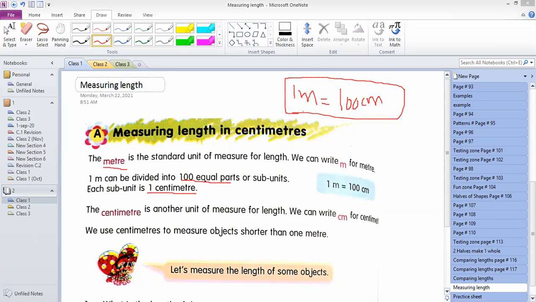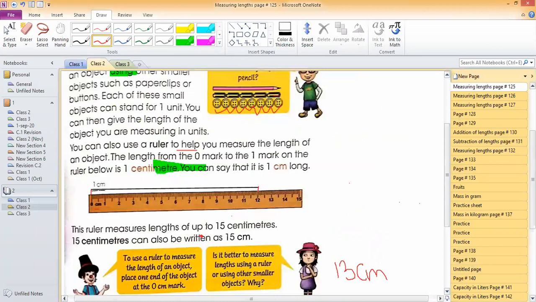So guys, where do we use meter and where do we use centimeter to measure length? We use centimeter to measure the length of smaller objects which have shorter length, like your pencil, razor, sharpener, paper clip, pen. These smaller objects you can measure with centimeter. Okay, I show you the centimeter ruler, guys. This is the centimeter ruler. It starts from 0 and goes up to 15.